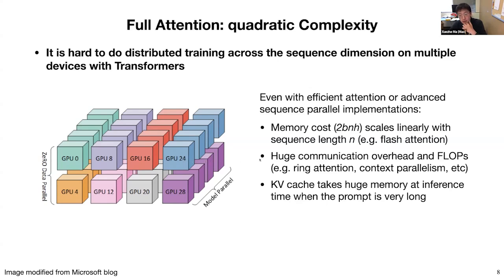And even with the most advanced attention mechanism, the full attention computation is still slow. In practice, if we want to compute full attention with 1 million tokens, it still takes around 10 minutes to compute one forward and one backward pass. That is unacceptable in practice.